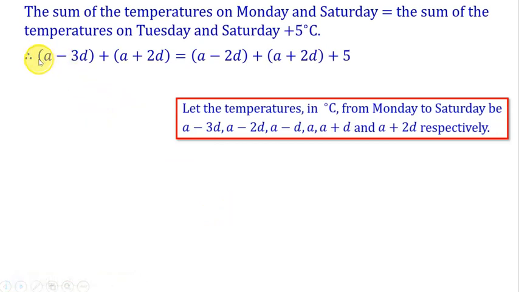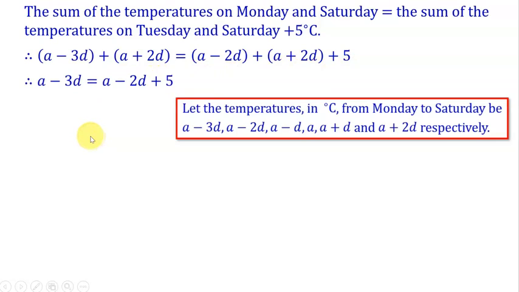The temperature on Monday is a minus 3d. The temperature on Saturday is a plus 2d. Next, this is equal to the sum of the temperatures on Tuesday. The temperature on Tuesday is a minus 2d, and the temperature on Saturday is a plus 2d. Okay. This is the given condition.